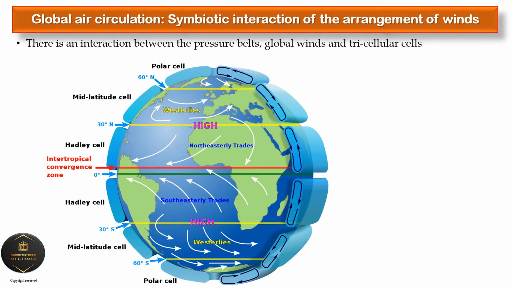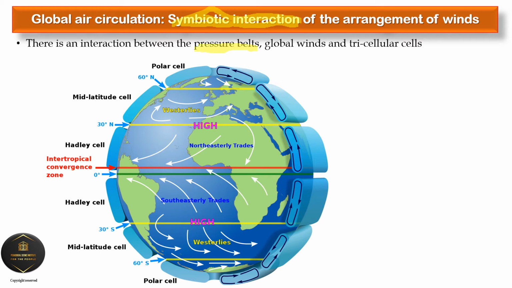Now, because of these relationships, we say we have a symbiotic interaction of the arrangement of winds. And what does that mean? It means that these winds work with each other. Or rather there is an interaction between all of the global winds. And what are they? The first ones are pressure belts.